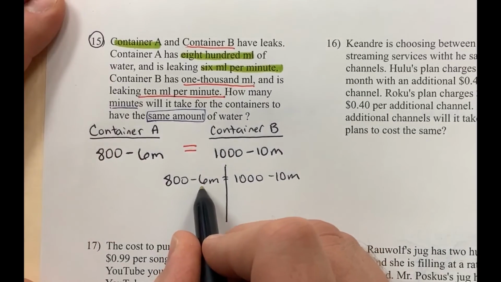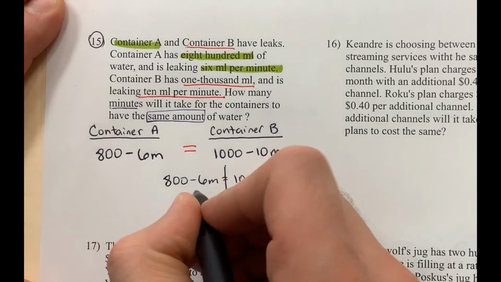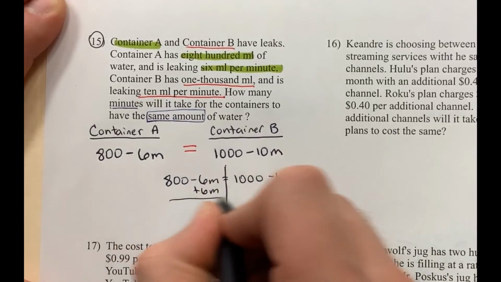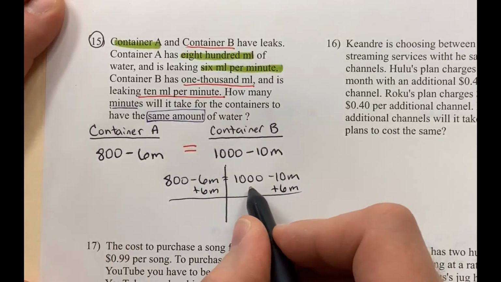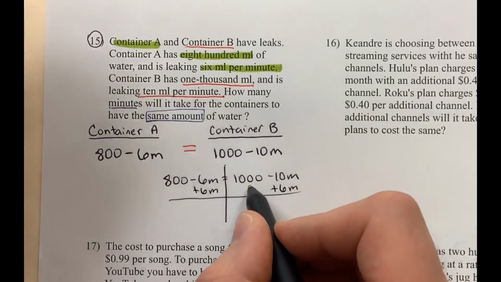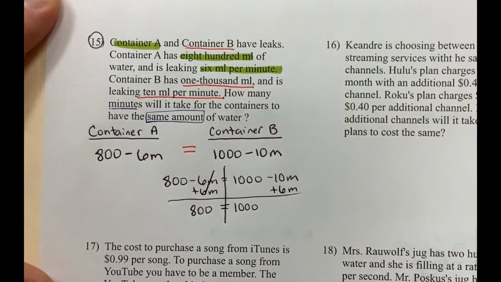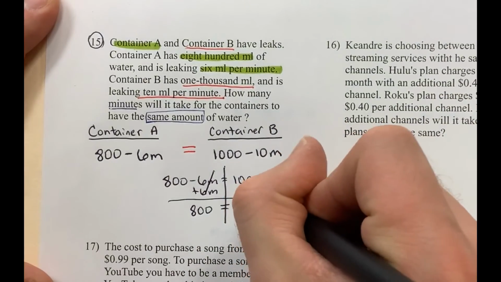I'm gonna move this 6m to the other side. So it's a minus 6m, I do plus 6m. Again, I'm gonna put the 6m in alignment with the term that it would combine with. I can't put it underneath the 1,000 because I can't combine a non-variable and variable term. Those cancel. 800 equals 1,000, negative 10 plus 6. That's gonna give me a negative 4m.